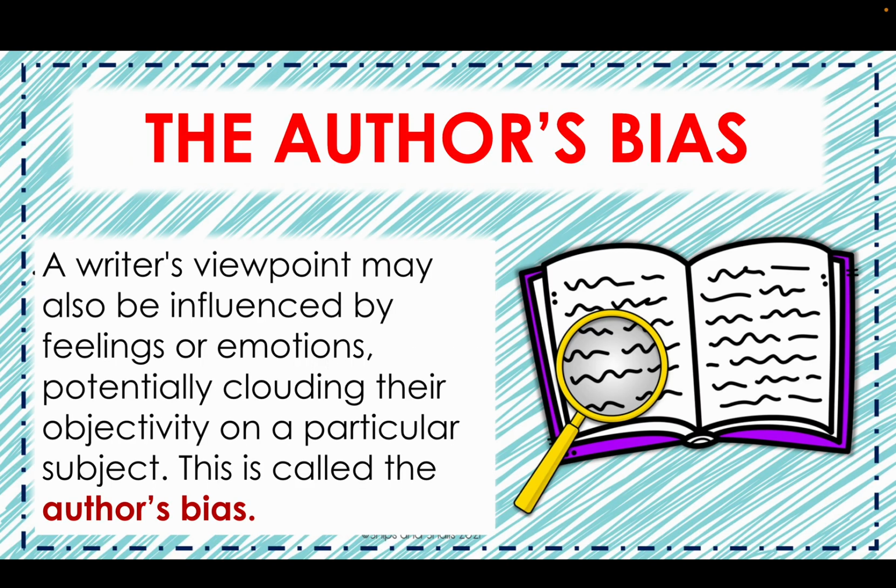So let's now move to the author's bias. Talking about implicit reasoning, reasoning may show what the author feels about certain subjects. A writer's viewpoint may also be influenced by feelings or emotions, potentially clouding their objectivity on a particular subject. So this is what we call the author's bias.